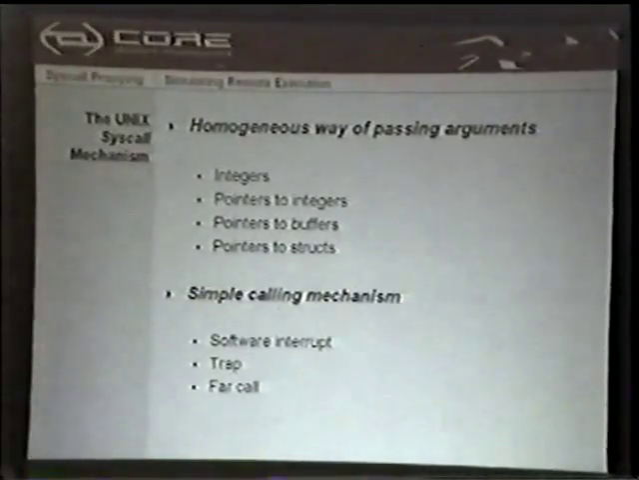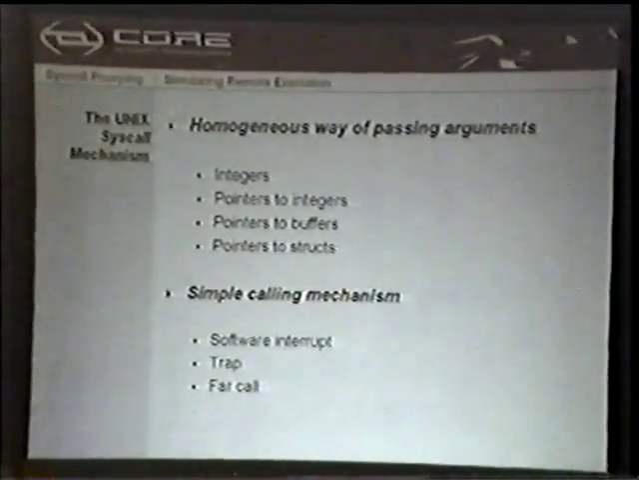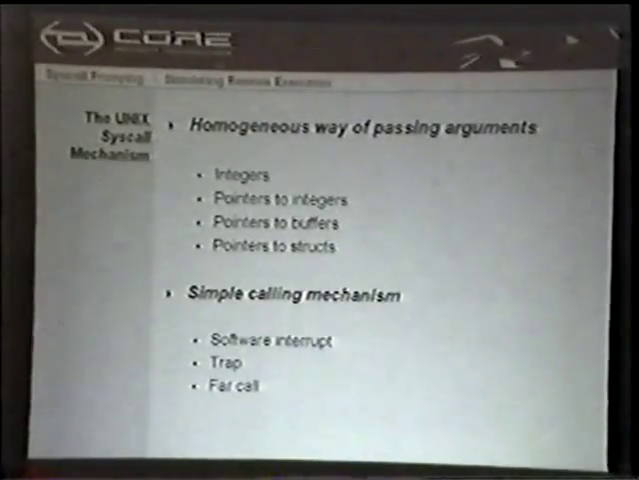Let's move for a while into the Unix world. We can take a look at what's common among all the Syscalls in a Unix system. For example, there's a homogeneous way of passing arguments on the same system. Some arguments are passed as integers, others are pointers to integers, pointers to buffers, pointers to structs.